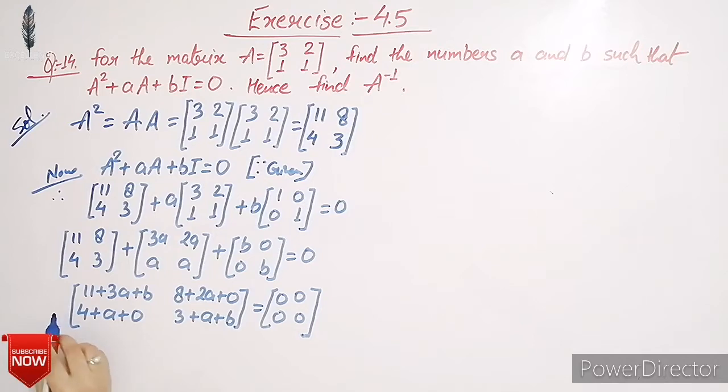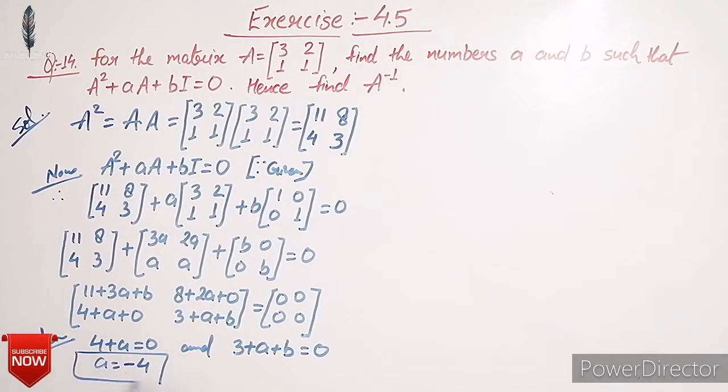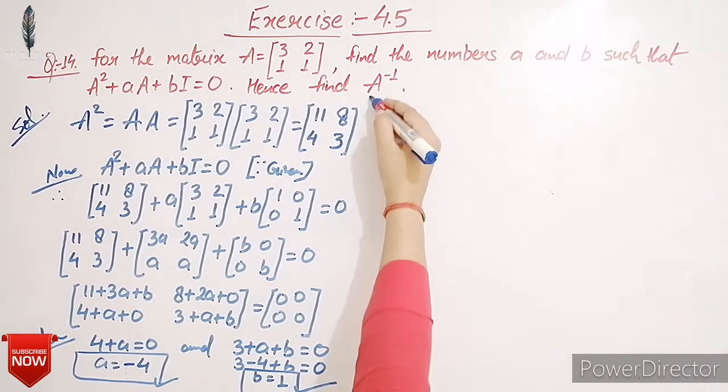Now on comparing the corresponding elements, comparing this element of the second row, we have 4 + a equals 0 and 3 + a + b equals 0. On solving, we have a equals −4, and here 3 − 4 + b equals 0, that gives b equals 1. So these are the values of a and b.